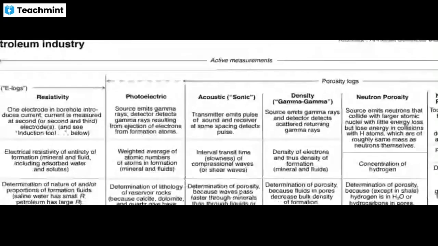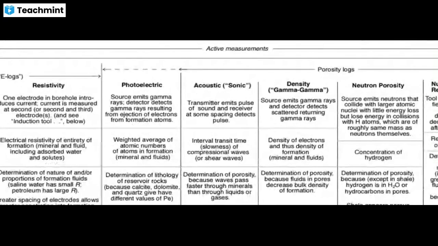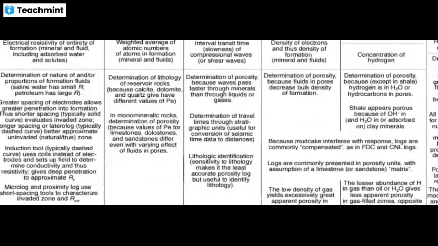And on the right hand side, there is the next one, acoustic logging. So photoelectric we have completed, and next is coming to acoustic. That is, a transmitter emits a pulse of sound and a receiver at some spacing detects the pulse. So the interval transit time is very slow and the compression of waves is happening. So we are using it for determination of porosity because the waves pass faster through minerals and also through liquids or gases.